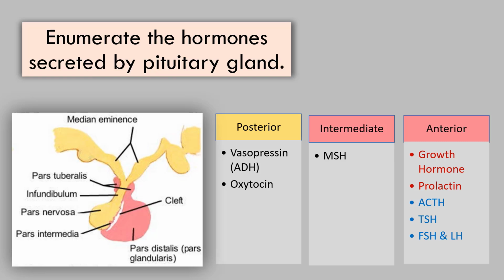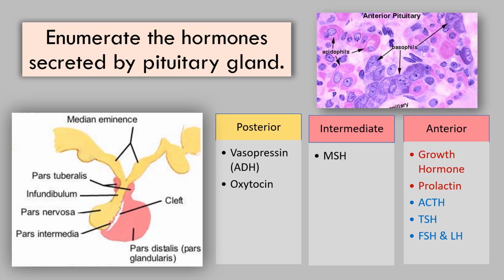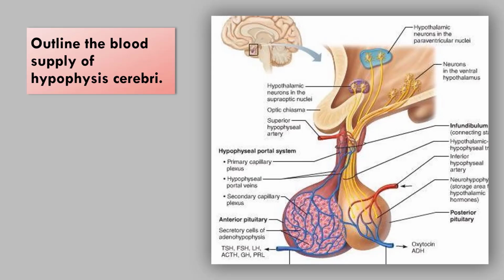I have shown the hormones secreted by the anterior pituitary in different colors. This is because growth hormone and prolactin are secreted by pink staining cells. They are acidophils, and the rest of the hormones are secreted by blue staining cells, or basophils. Acidophils and basophils can be seen in a histological section of the anterior pituitary. The details can be learnt in histology.